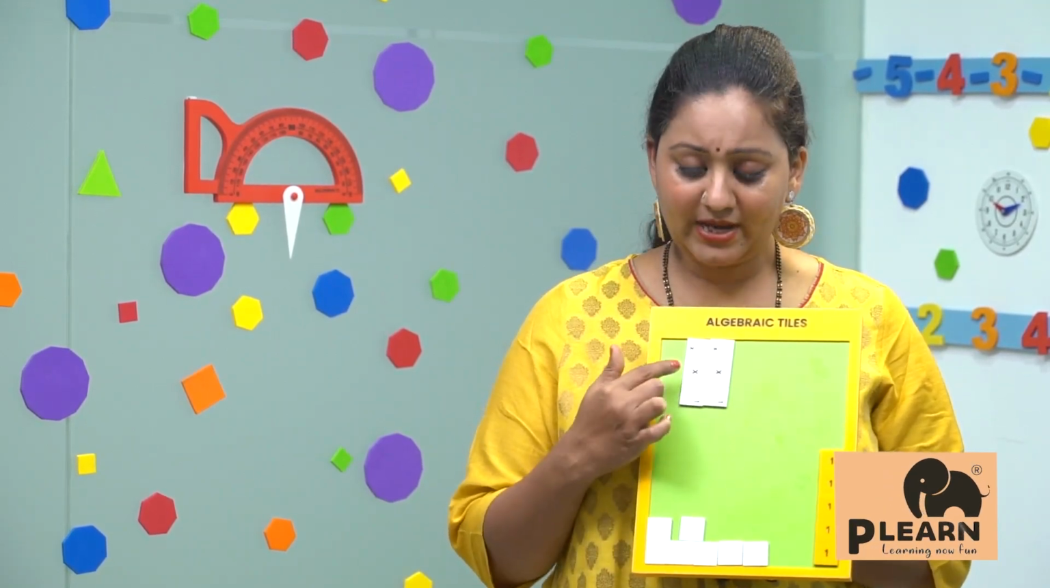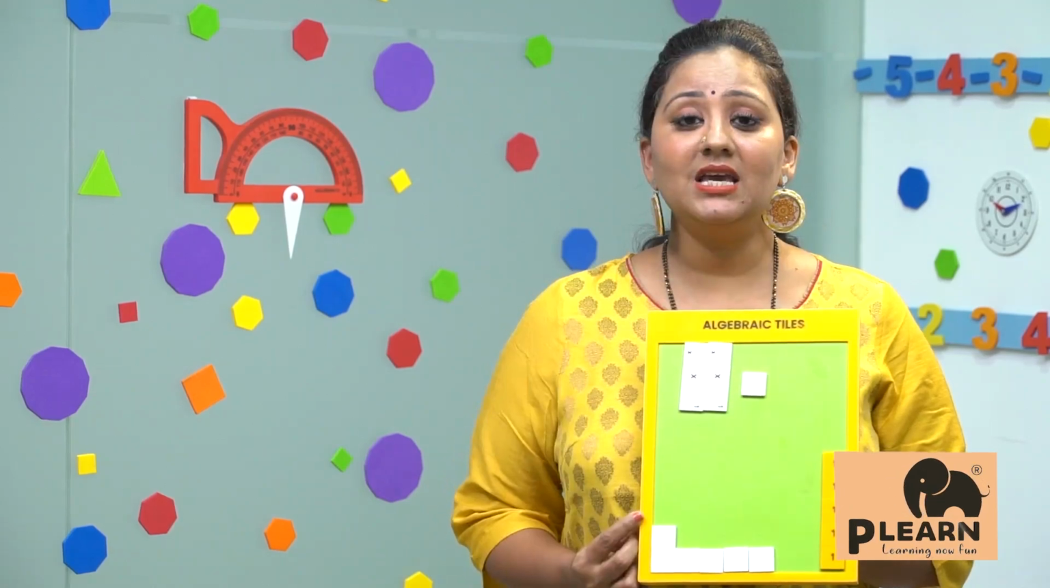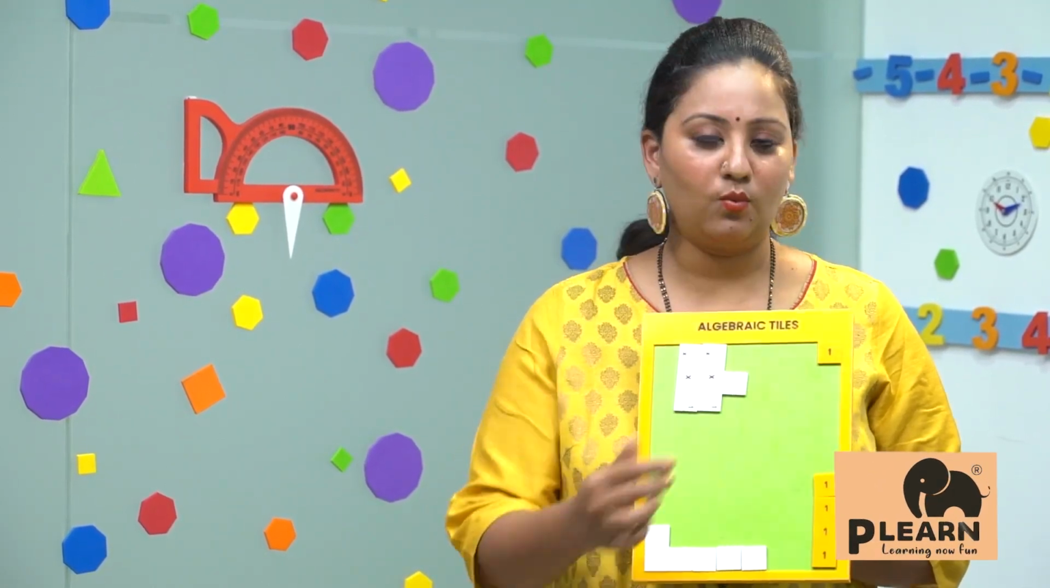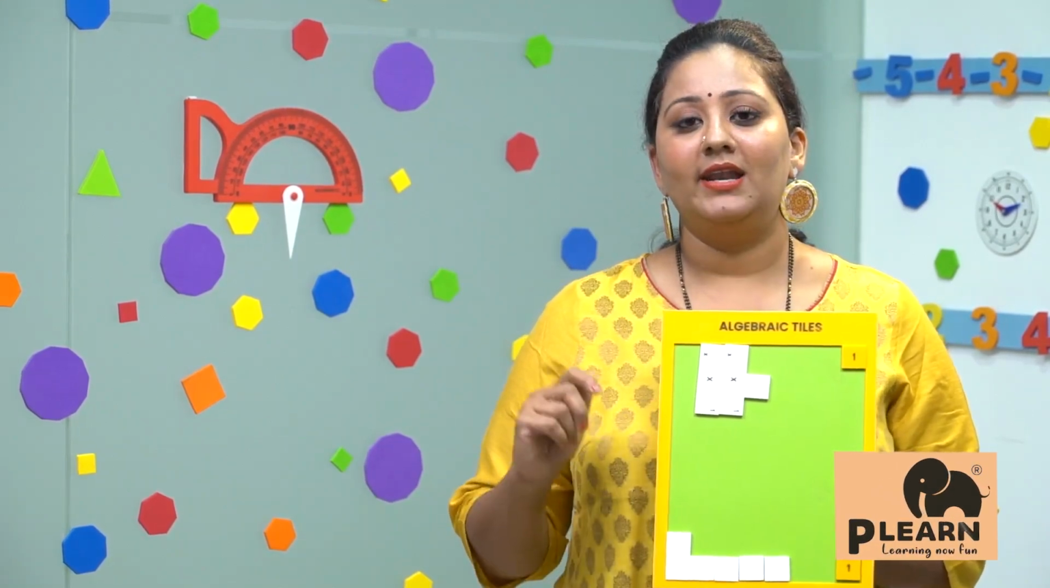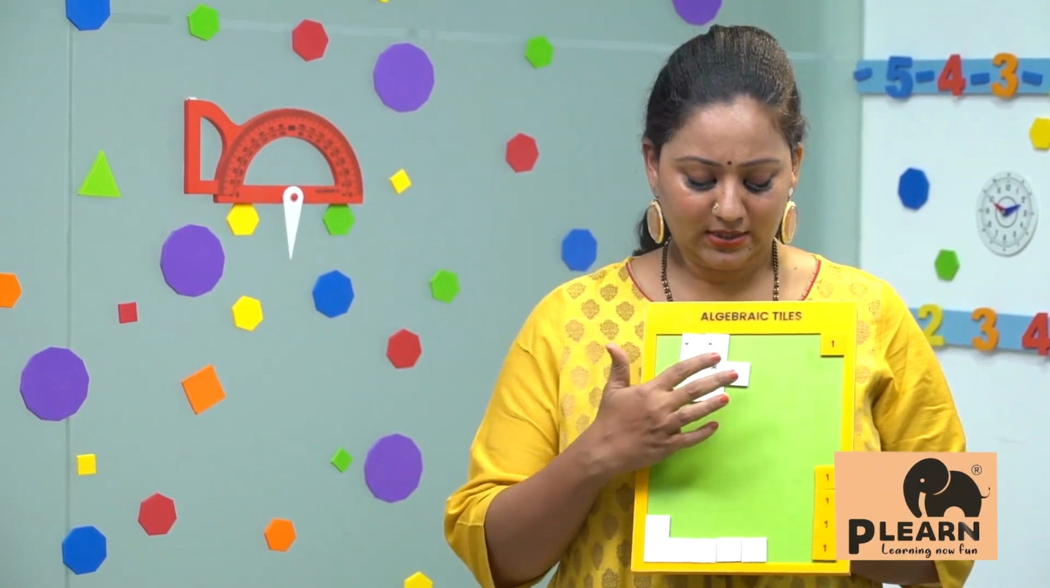So now 2x + 1. So I'm going to take +1 and I'm going to keep it here. Is equal to -1. So this is equal to -1. So this is how you represent an algebraic equation. Now let's learn how to solve this. Now how do we solve this? We have 2x + 1 is equal to -1.